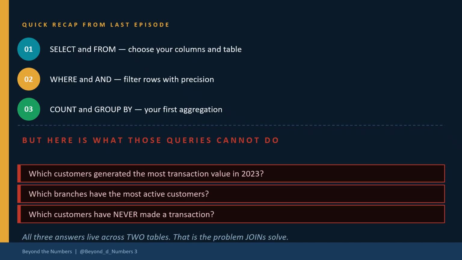Customer names live in the customer table. Transaction amounts live in the transactions table. Then branch names live in the branches table. So you cannot answer any of these questions with one table. That is the problem joins solve. They connect tables together using a shared column, and suddenly the whole database becomes one connected system.